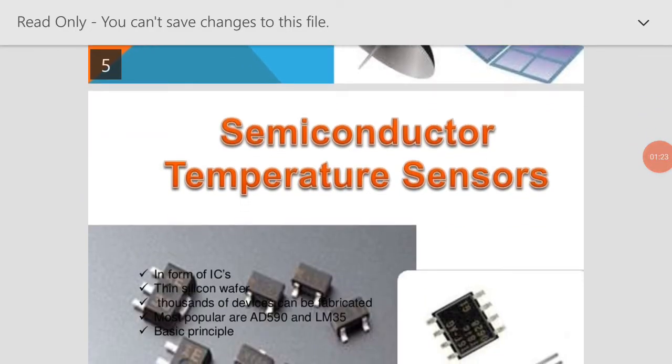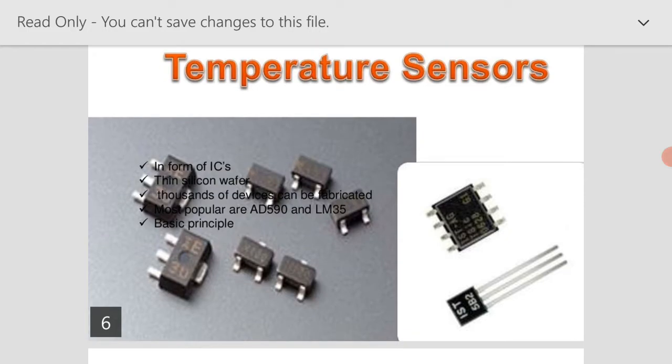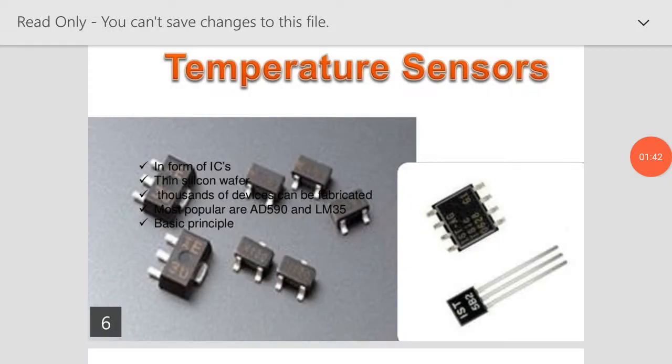The semiconductor temperature sensors we see here. The semiconductor temperature sensors in the form of ICs are a thin silicon wafer. Thousands of devices can be fabricated. The most popular temperature sensors are AD590 and LM35.